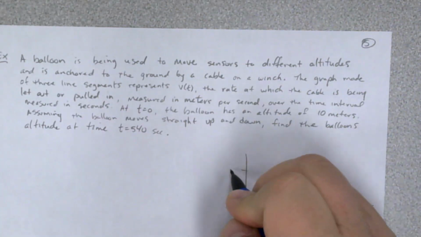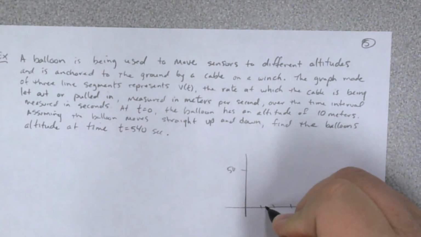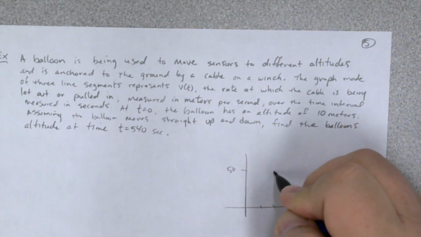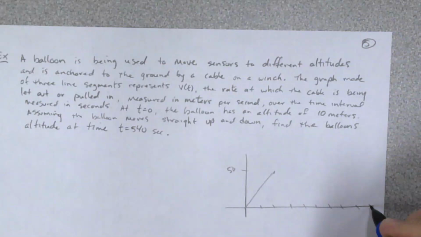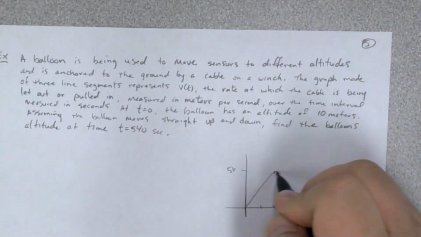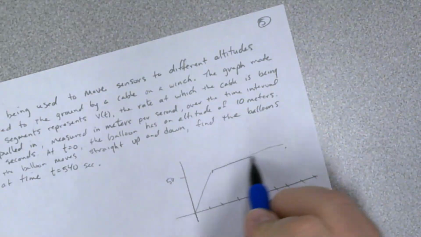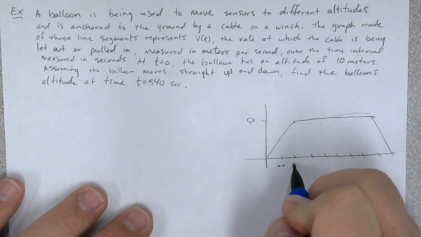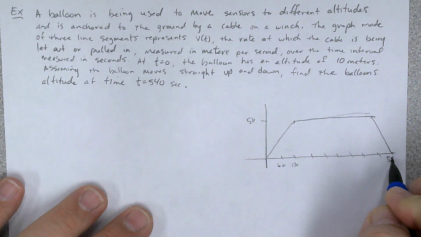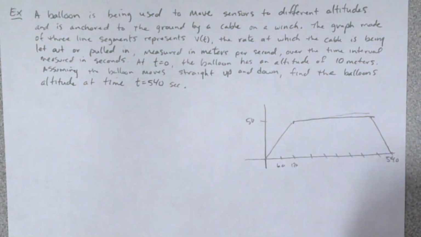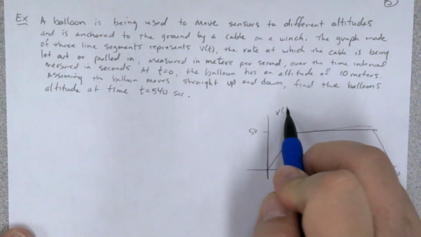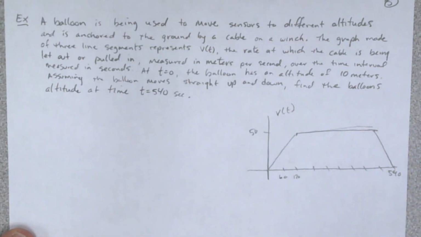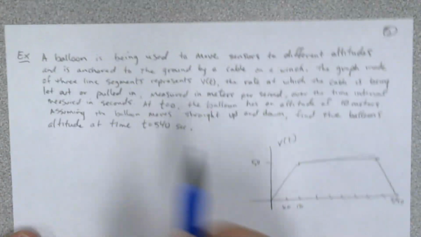And let's put a mark up here. This is going to be 50. And here it's going to be here. And it goes to here. And here. And it does that. Totally forgot the picture. So this is going to be 60, 120, and this is 540, just so you know. Okay? This is my velocity, or my v of t. In this case, I have no idea why I put a v there. But anyway, I think I used it in the problem.